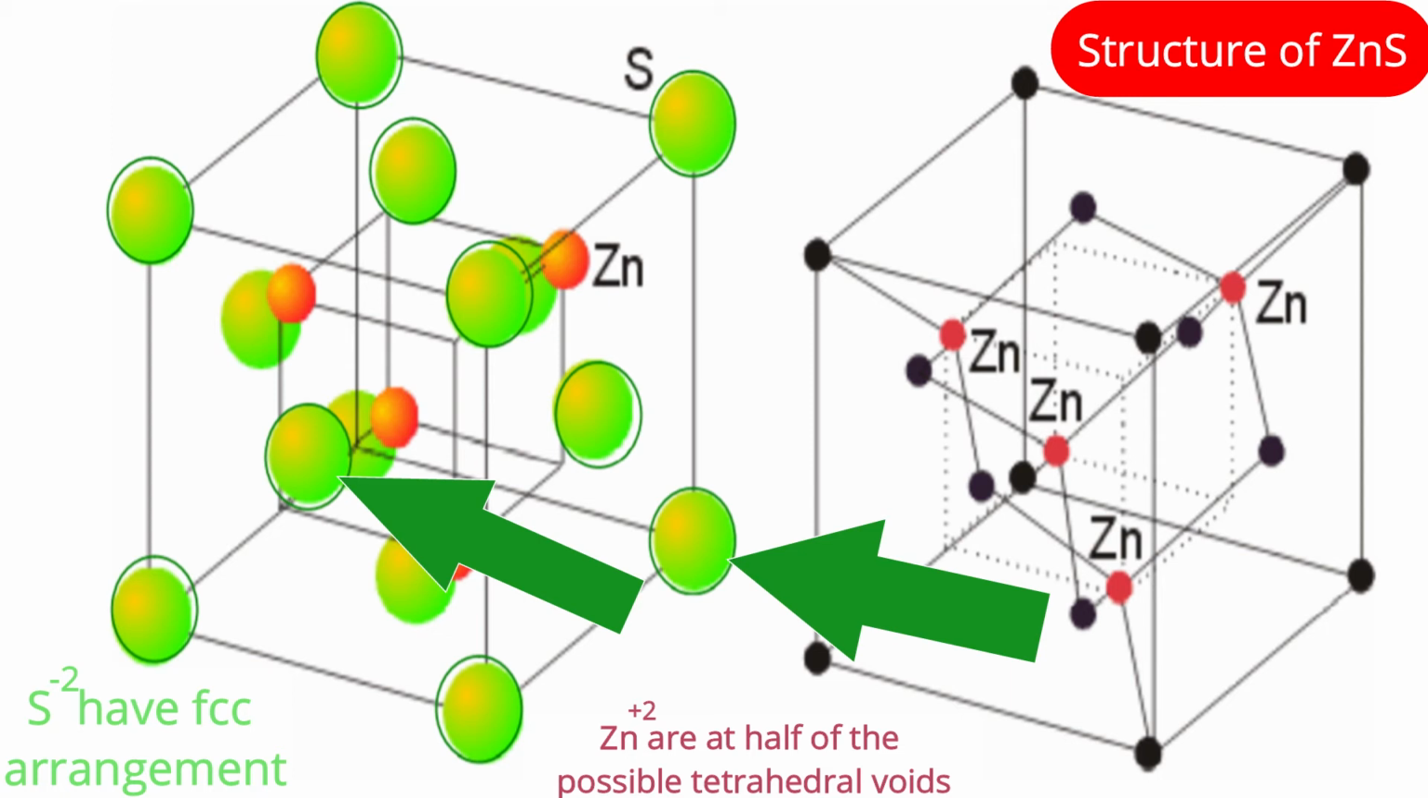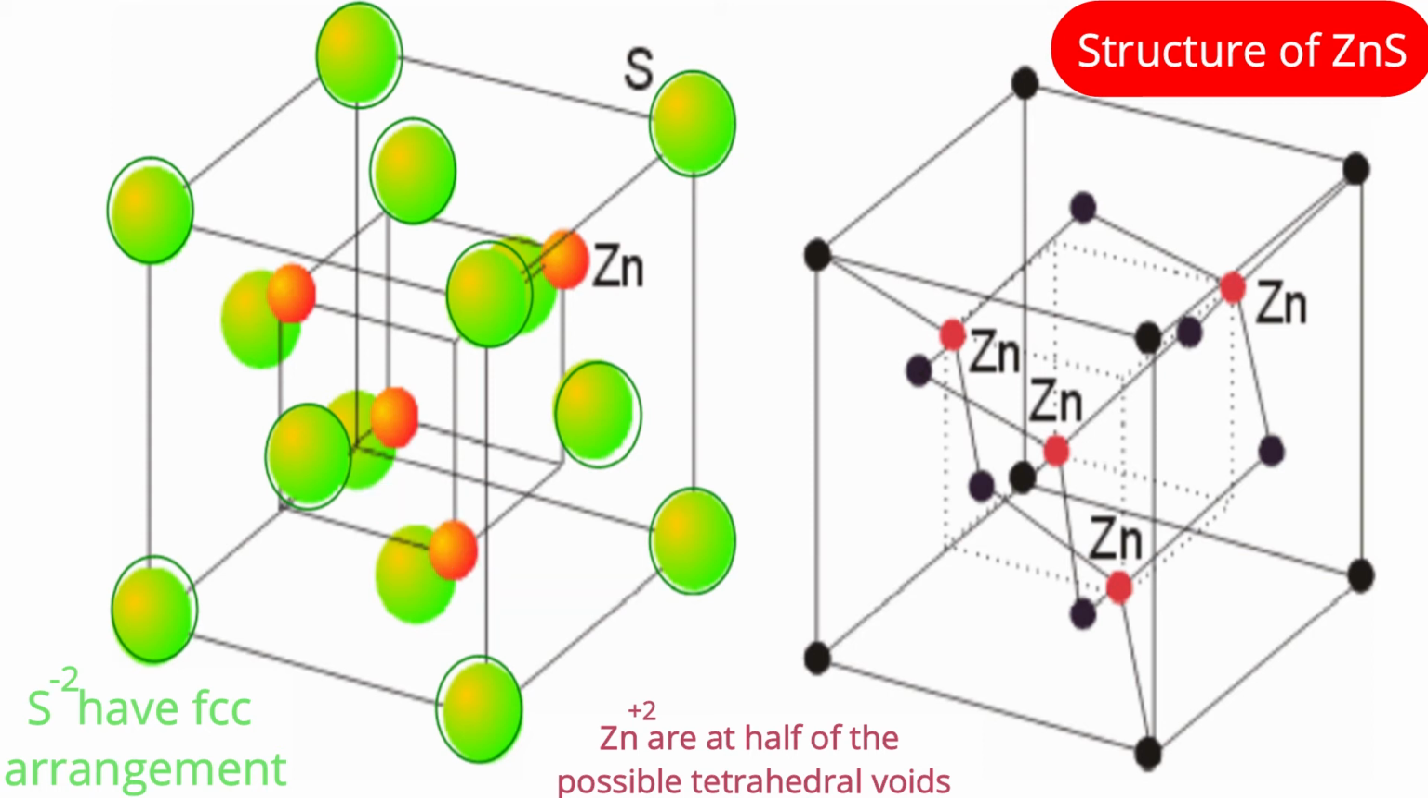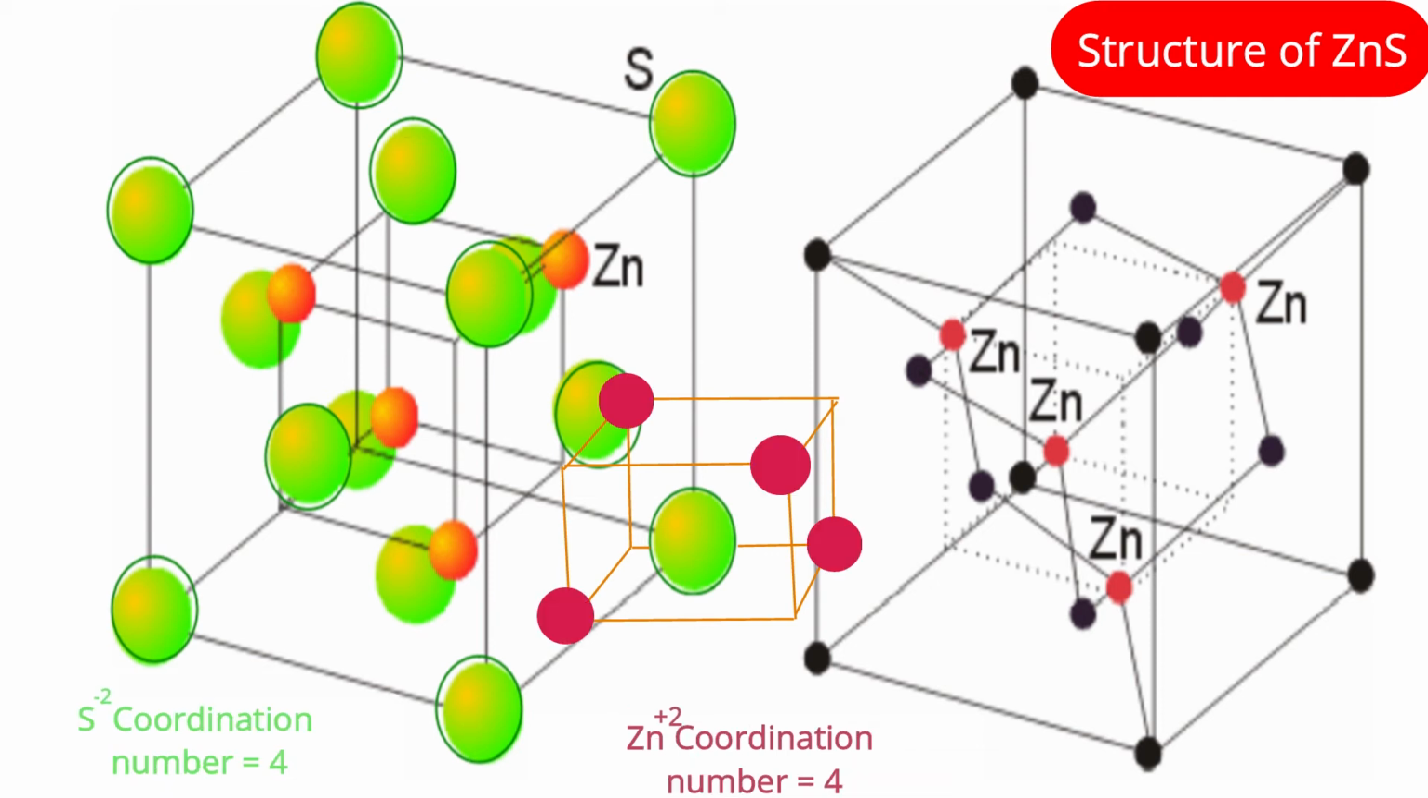Out of the 8 corners of such a small cube, only 4 will be occupied by zinc ions, and that many zinc ions will surround the sulfide ion. Means what is the coordination number of the sulfide ion at the corner? 4. Are you following? For the sake of brevity, here one cube is represented around the sulfide ion, and out of those 8 corners, only 4 have zinc ions.